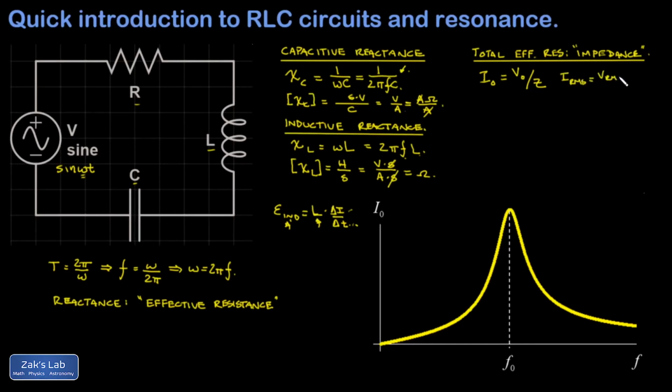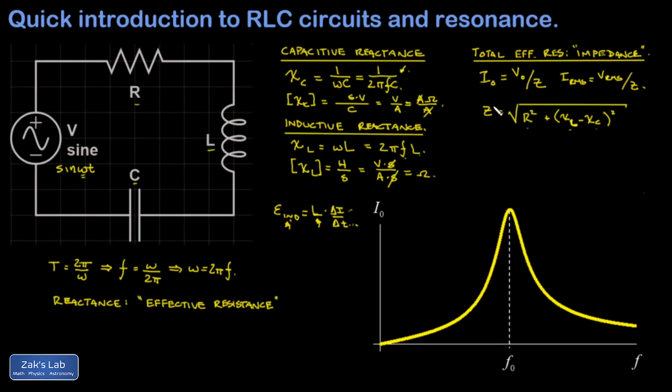or, depending on the context, maybe I want an RMS current instead, and it would just be V_RMS over Z. And the point of this video is not to get into the weeds of how we derive these things, but our total impedance is given by this formula, where R is the resistance of the resistor, chi L is the inductive reactance, chi C is the capacitive reactance, and they combine in this very non-simple way in order to create a total effective resistance or impedance for the circuit.